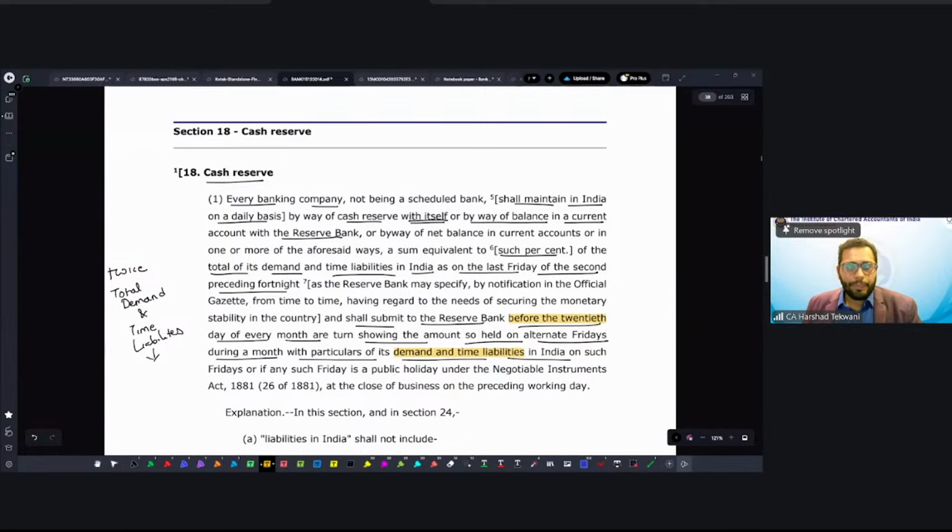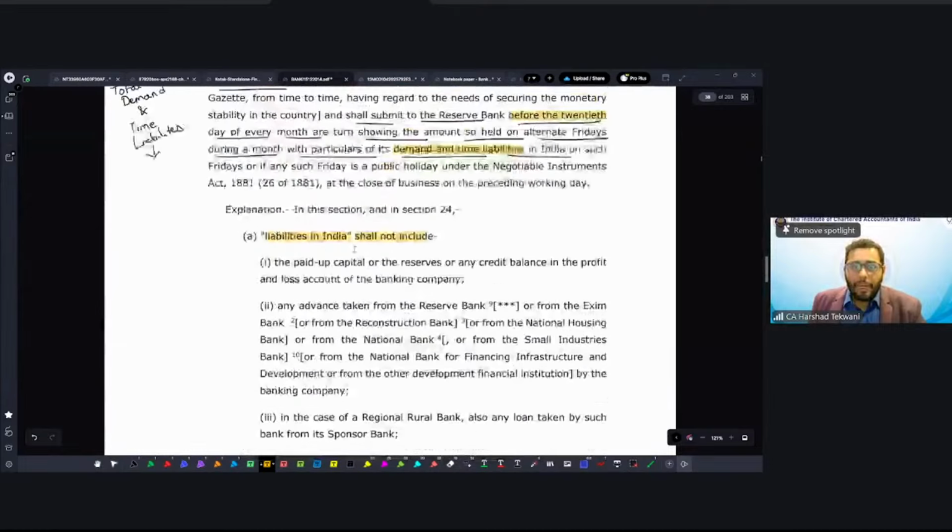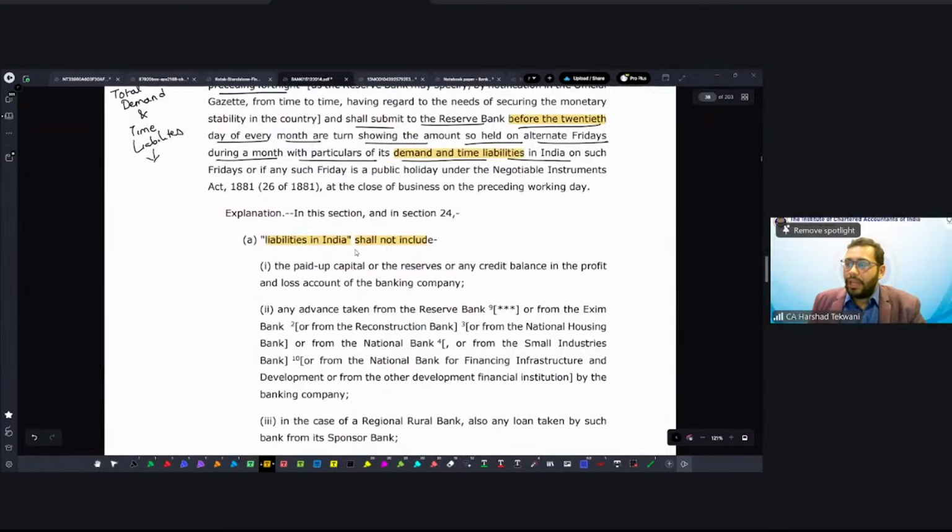So basically, let me show you. For this particular purpose, they have defined the term liabilities in India, and they have defined that liabilities in India shall not include certain things. These are the things which should not be included in the liability, but the rest you can include. What is not included? Paid up share capital, and advances taken from the Reserve Bank, National Housing Bank, SIDBI or National Bank for Financial and Infrastructure Development. If you have taken advances from them, they are not required to be counted. Paid up share capital is not required to be counted.